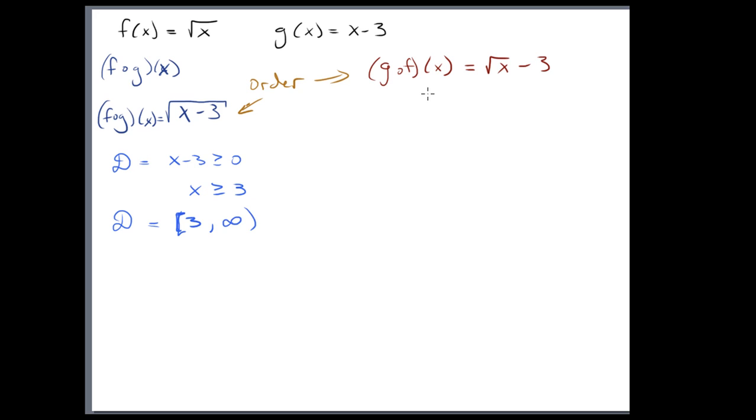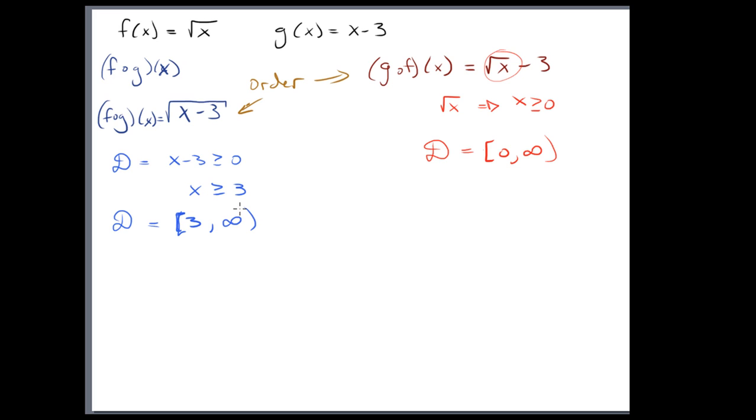Whereas over here in g composed with f, the square root of x has to be greater than 0. It can be equal to 0. So that means that our domain is going to be 0 to infinity. So we have two different compositions with two different orders and two different domains. And the difference in the domains is because of the difference in those orders.